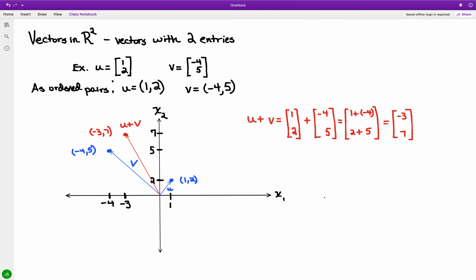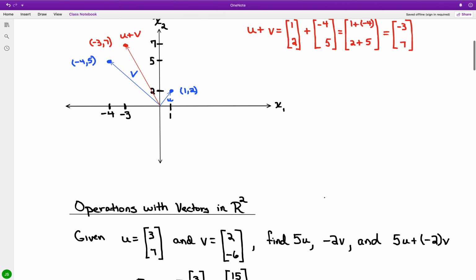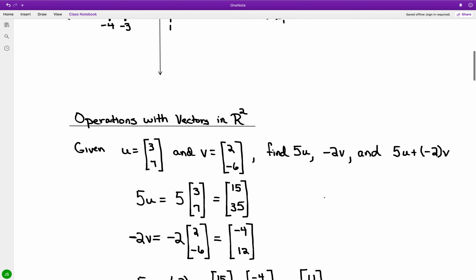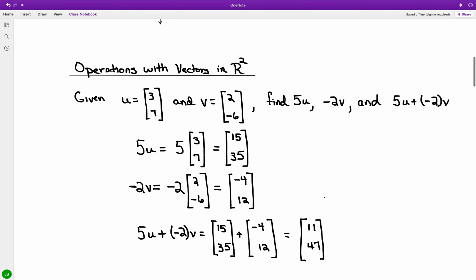All right, and for operations with other vectors that are in R2, we'll say that we have another couple of vectors. So we can say we have u is equal to 3, 7, and v is equal to 2, -6. And say we have scalar multiples where we have the scalar 5, whereupon we have 5 times u, as well as the scalar -2, where we have -2 times v.